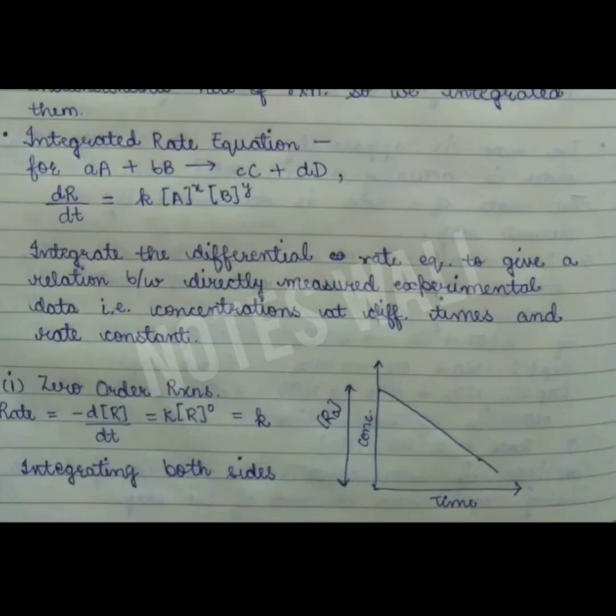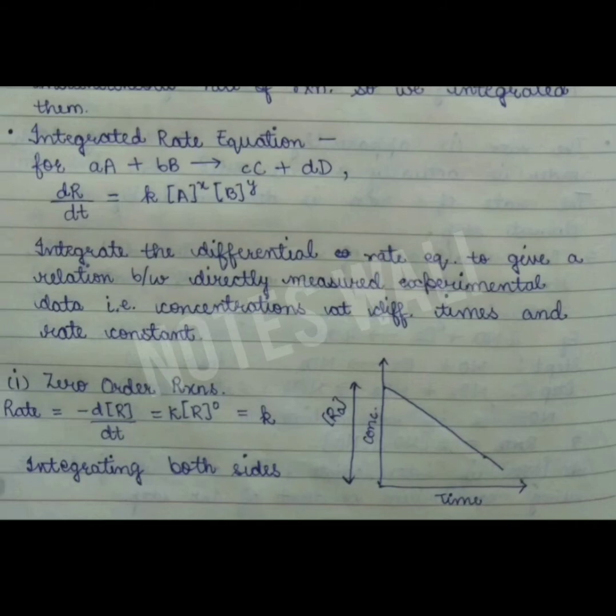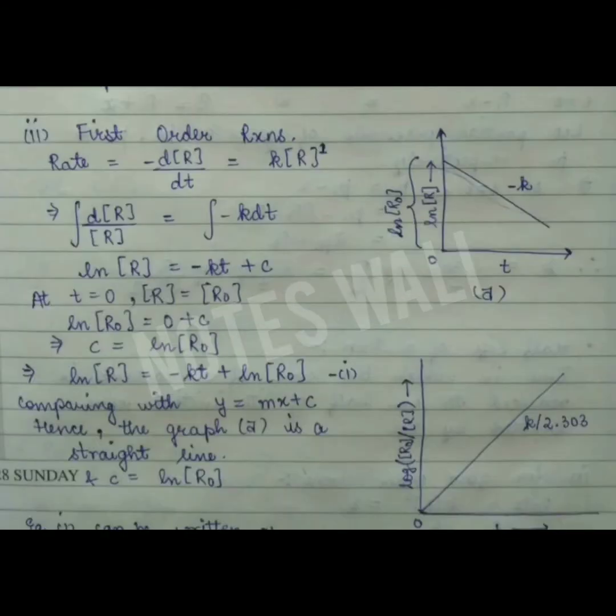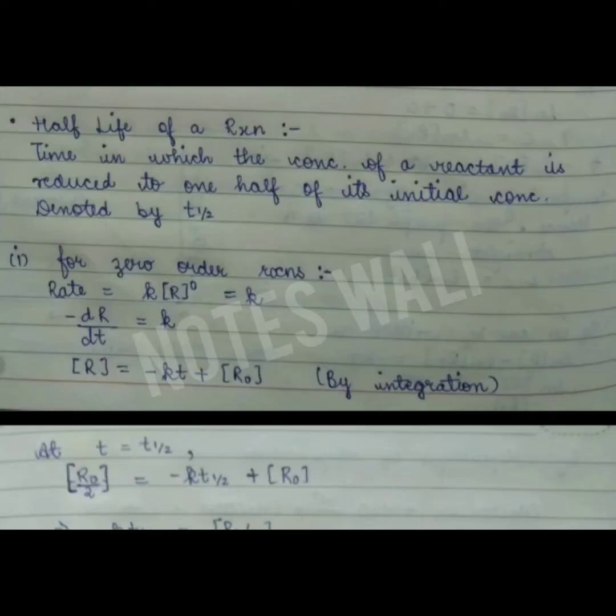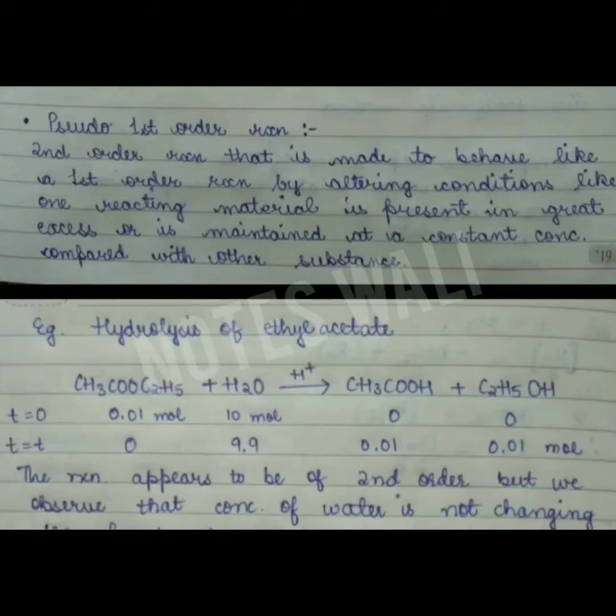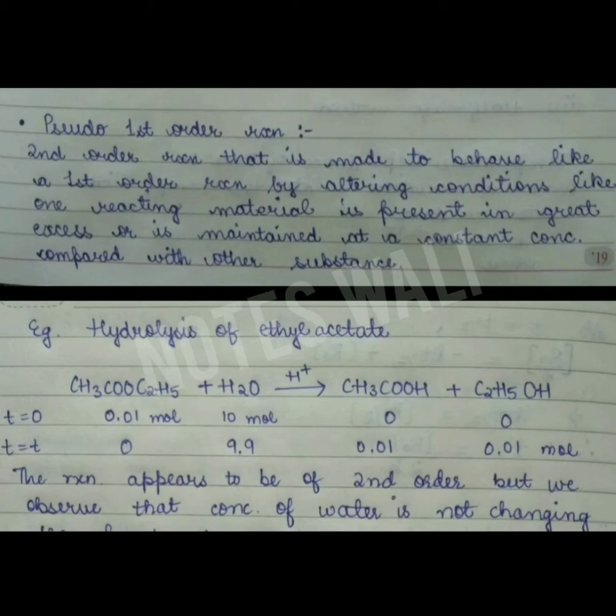After that we come to the integrated rate equation, which is the integrated form of the differential rate equations, and we find them for only zero order and first order reactions. Their graphs are basically straight line graphs. Next topic is the half-life of a reaction, which is very important topic. Next topic is the pseudo first order reactions. Pseudo first order reaction are those reactions which are originally second order, but by altering some of their conditions they start behaving as first order reactions.